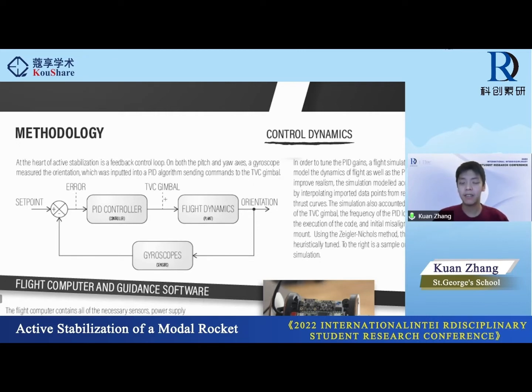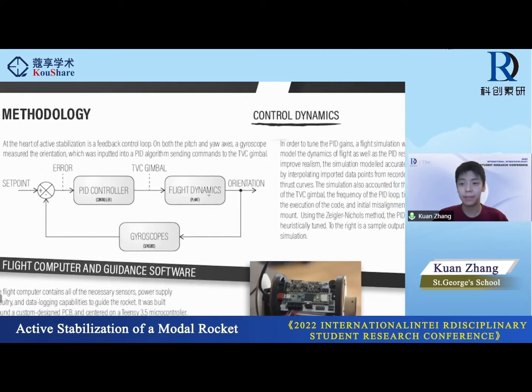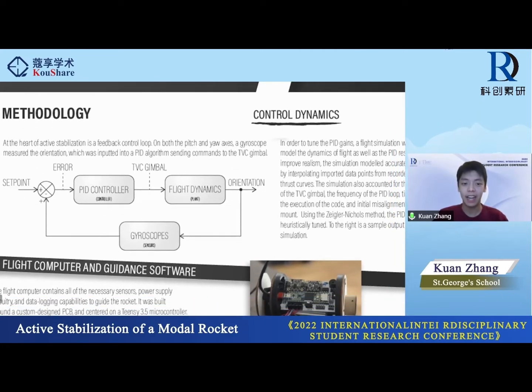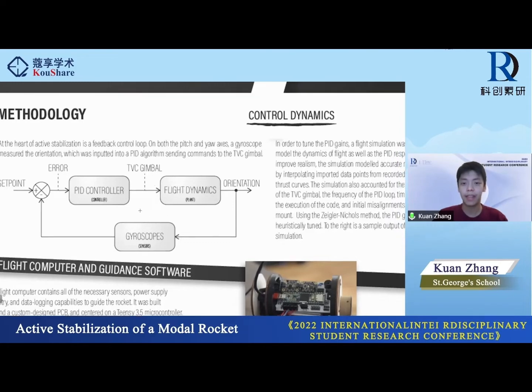The PID's output is sent to the TVC gimbal, which then physically changes the rocket's orientation through the flight dynamics. So that's the actual physics, the rotational dynamics of the rocket and its flight. Of course, the orientation is measured again using gyroscopes, and the loop is closed.